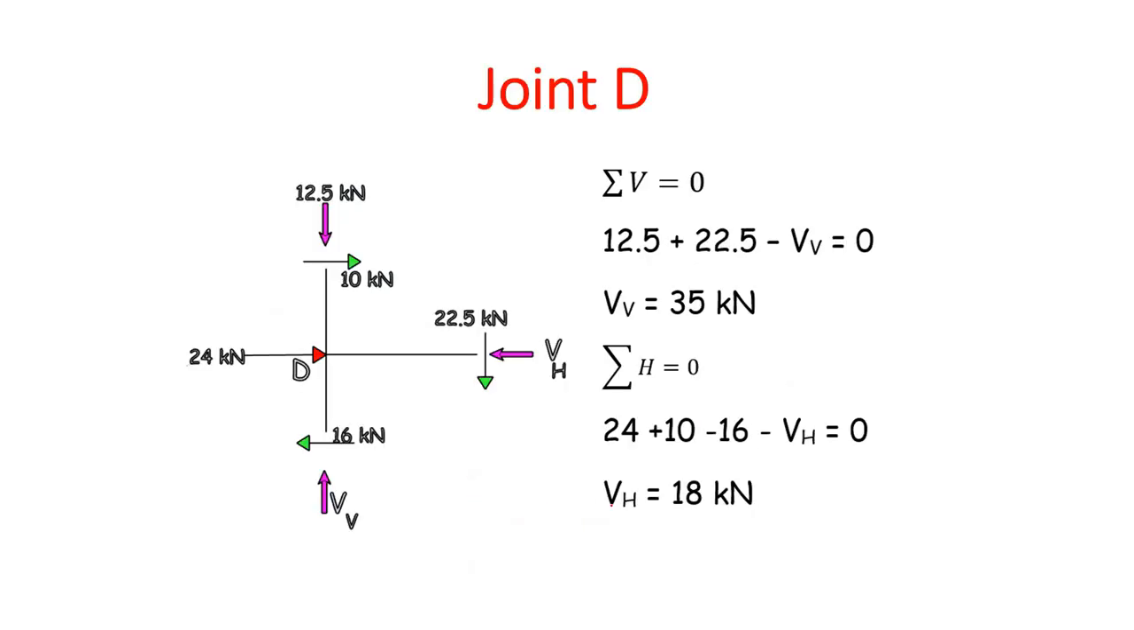Now joint D. You take joint D and apply the equilibrium equations. You get VV equal to 35 kilonewton and VH equal to 18 kilonewton. You can see that if you take VV, you have 12.5 and 22.5, and it is balanced by this force VV. So these two are nullifying the effect of VV, ultimately yielding VV equal to 35. Similarly, this 16, 10, 24 are going to balance this VH. So if you apply the sign convention and write down the equilibrium equation, that the summation of all horizontal forces equal to 0, you end up with VH equal to 18 kilonewton.